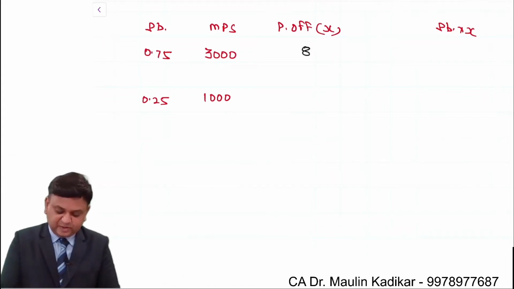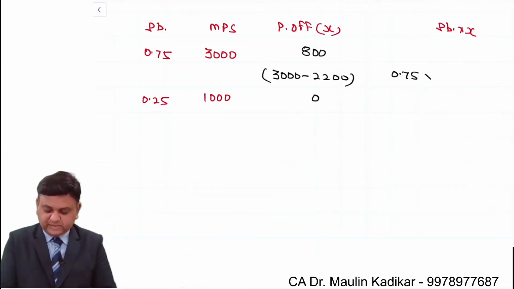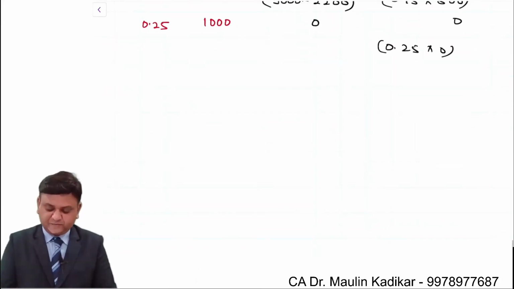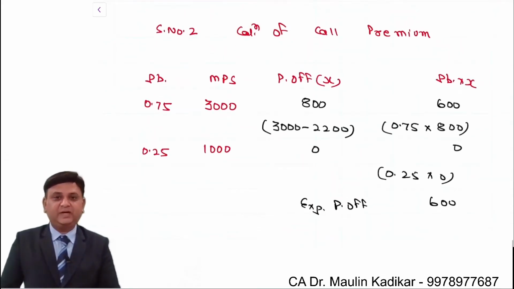If the price increases, the payoff is 800, that is 3,000 minus 2,200. In the second case, the payoff is 0. There are 75% chances that you will have the payoff of 800, and there are 25% chances the payoff is 0. So what is the expected payoff? 600. Whatever the expected payoff that we have, we'll convert that into present value terms, and that is the call premium.